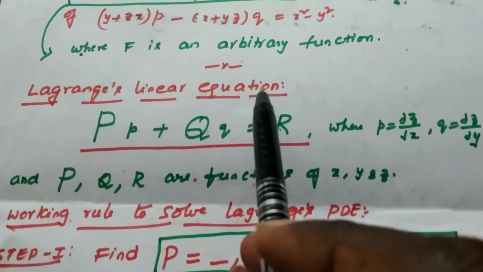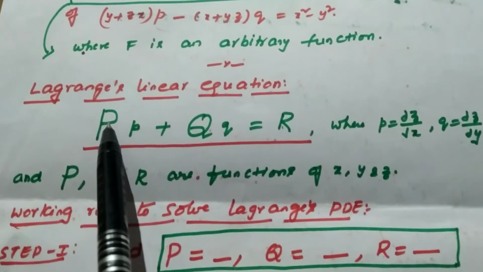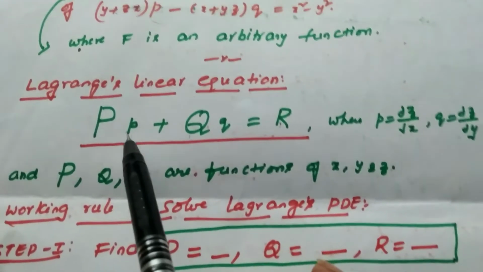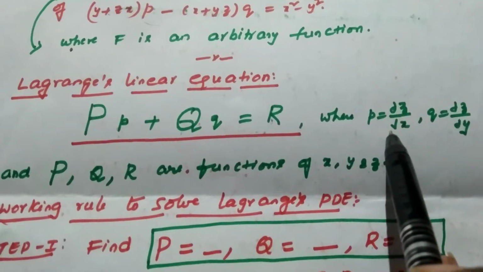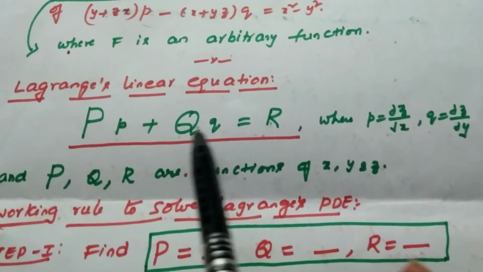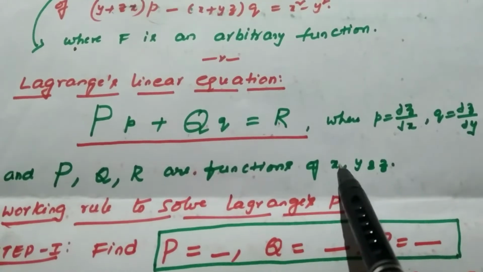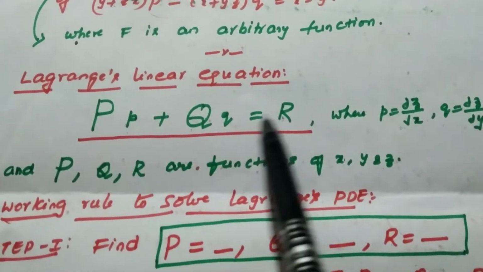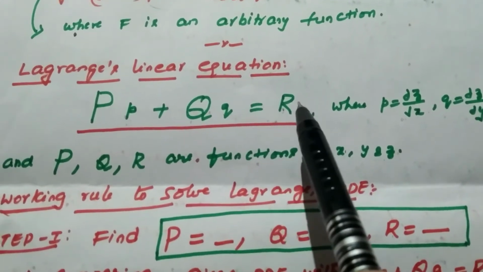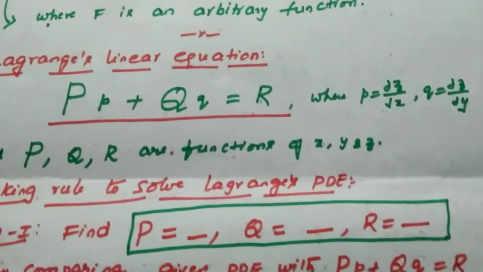Lagrange's linear equation. The partial differential equation of the form capital P into small p plus capital Q into small q equal to capital R, where p equal to dou z by dou x, q equal to dou z by dou y, and capital P, capital Q, capital R are functions of x, y, z. Then this form is called the Lagrange's linear partial differential equation of first order.